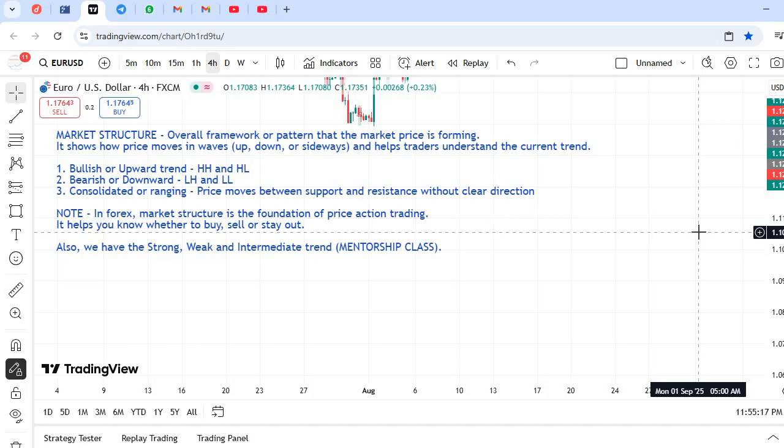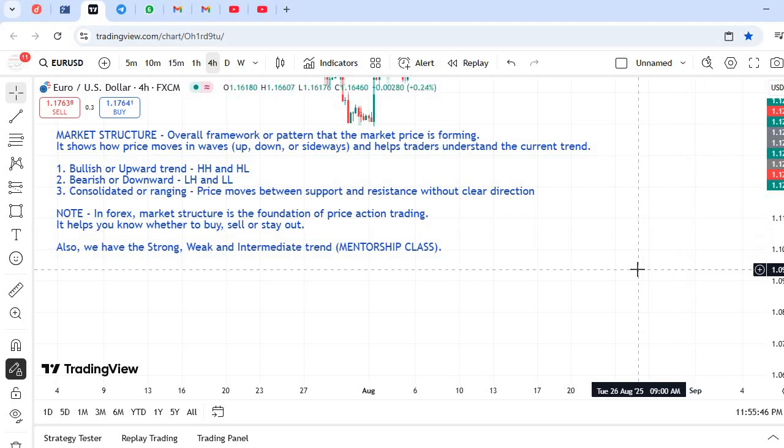Alright, so under the market structure we have three types of trend. Number one, we have the bullish or the upward trend. Then we also have the bearish or the downward trend. Then we have the consolidated or the ranging market. Now we are going to start with the bullish or the upward trend.